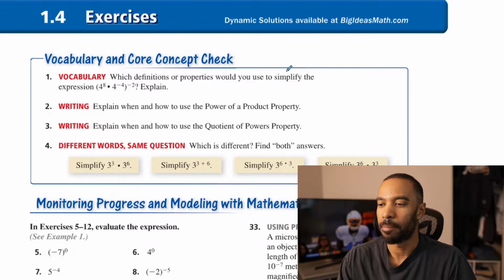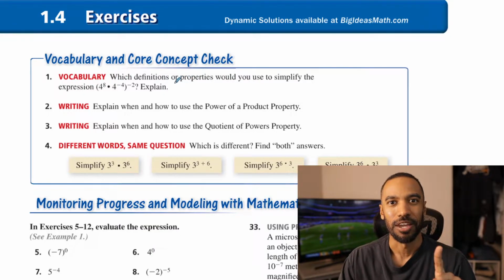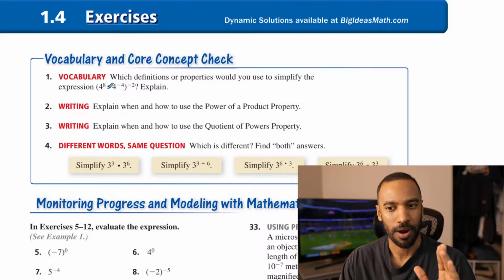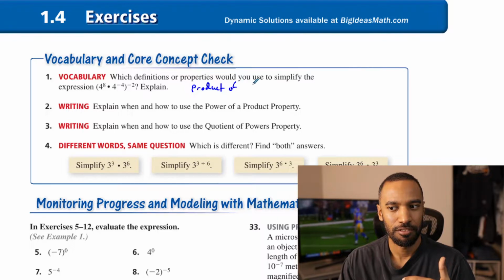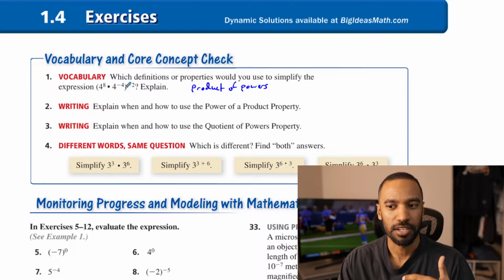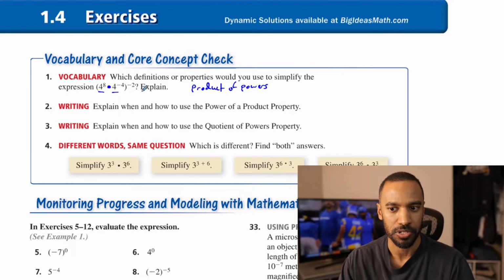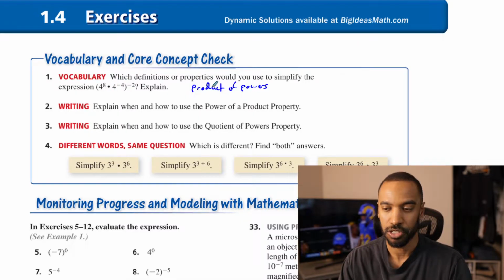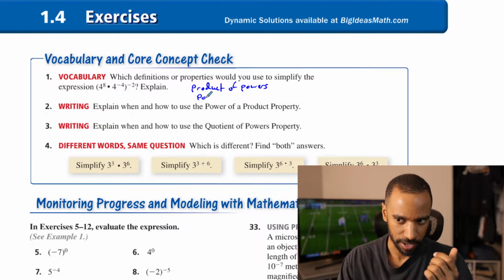Which definitions or properties would you use to simplify the expression here? Explain. Okay. I don't remember the names. I think it's power of a product and product of powers. So product of powers property. The product of powers one is the multiplication of the two things with powers. So that's where you add the exponents there. Because they have the same base, you're able to do that. That's why. And then I believe, and then power of a product.